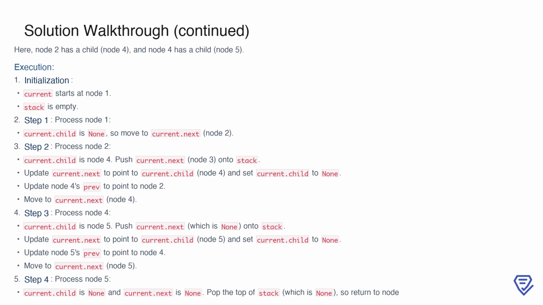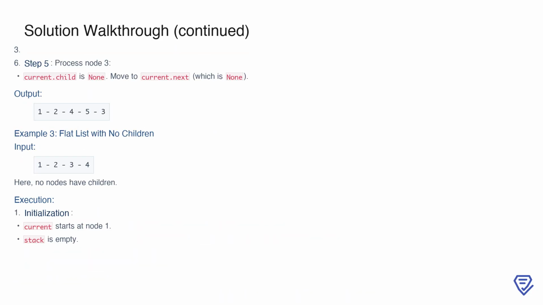Node 5's previous is updated to point to node 4, and we move to node 5. At node 5, both current.child and current.next are none, so we pop the top of the stack, which holds none, and return to node 3. At node 3, we confirm that current.child is none and proceed to current.next, which is none, completing the traversal. The flattened list in this case is 1, 2 to 4, 5, 3.